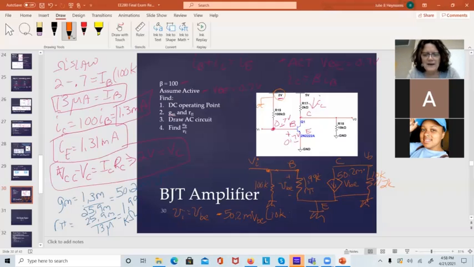So it's just negative 50.2, 10K in parallel times VBE. The gain is negative 50.2 milli times 10K in parallel with 2K. And that comes out to be negative 83.7. And it's a lot neater in my slide solutions if you want to refer back to that.